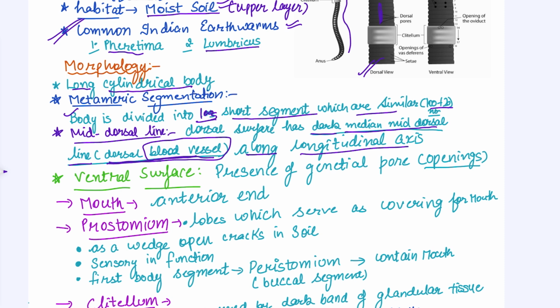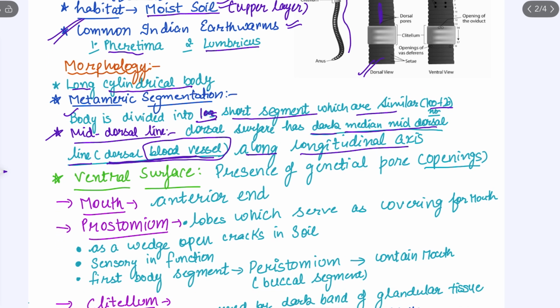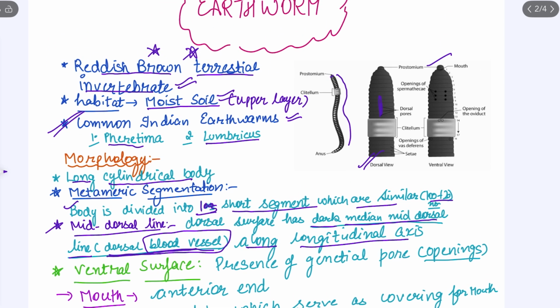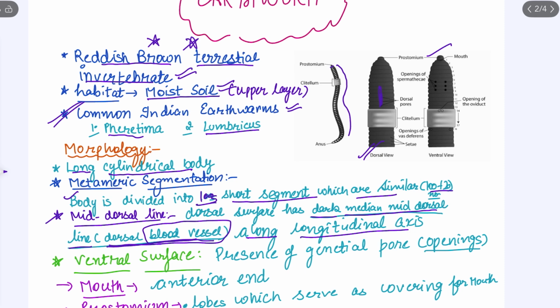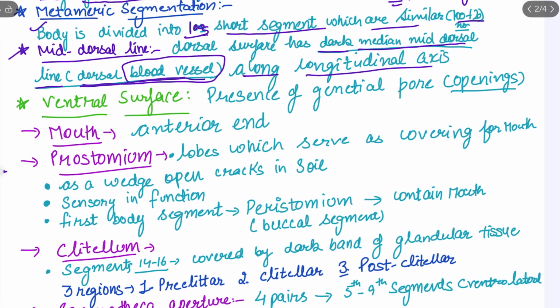Okay, next is the ventral surface. This is the ventral view. What is dorsal or ventral? Basically, the front surface on which the mouth is shown is ventral, and the back view is dorsal. This dorsal is basically the back view. Now we are going to the ventral surface.